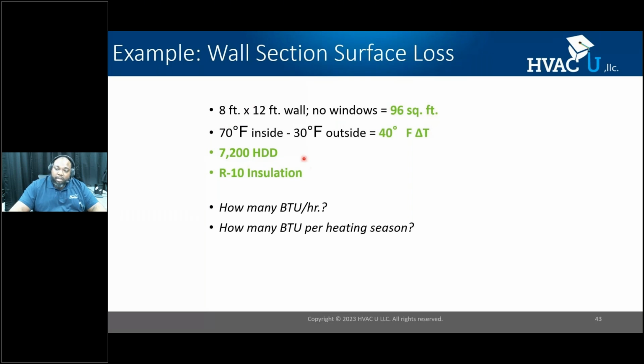In this particular example, we have an inside temperature of 70 degrees and 30 degrees outside, so we have a 40-degree delta T. Also, in this situation, we're going to describe a climate having about 7,200 heating degree days, so we're talking about a relatively cold climate. And the R value of the assembly is R10. We're going to calculate the BTUs per hour going through that surface, and then also for the heating season.